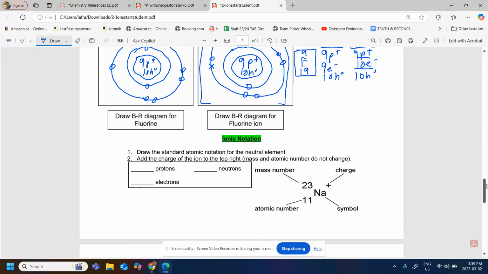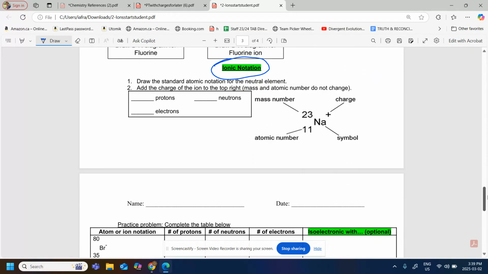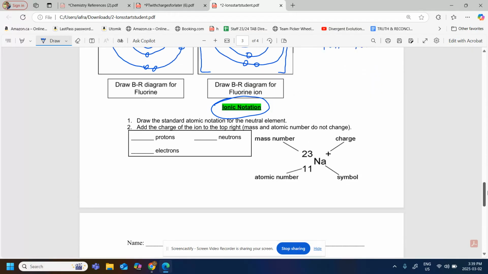We're going to do our next concept called the ionic notation. So we'll go over the concept and do some practice problems there because we're still on the topic of ions. So one way to represent elements is by writing out the atomic notation.